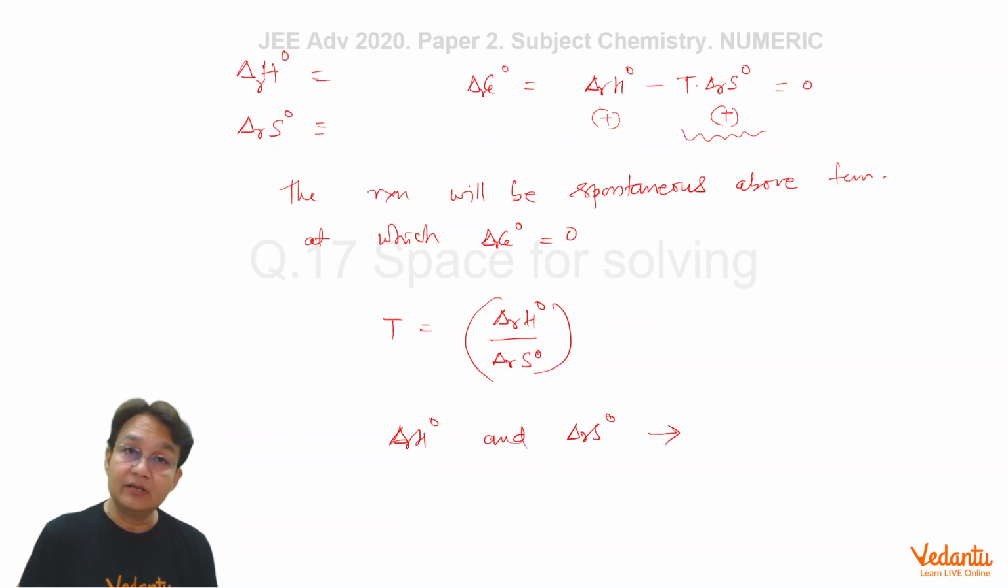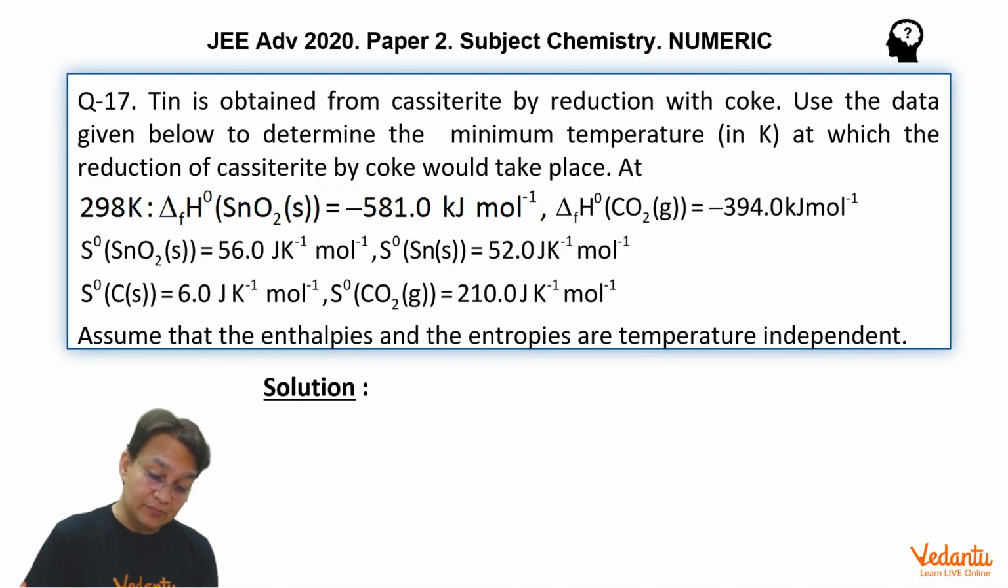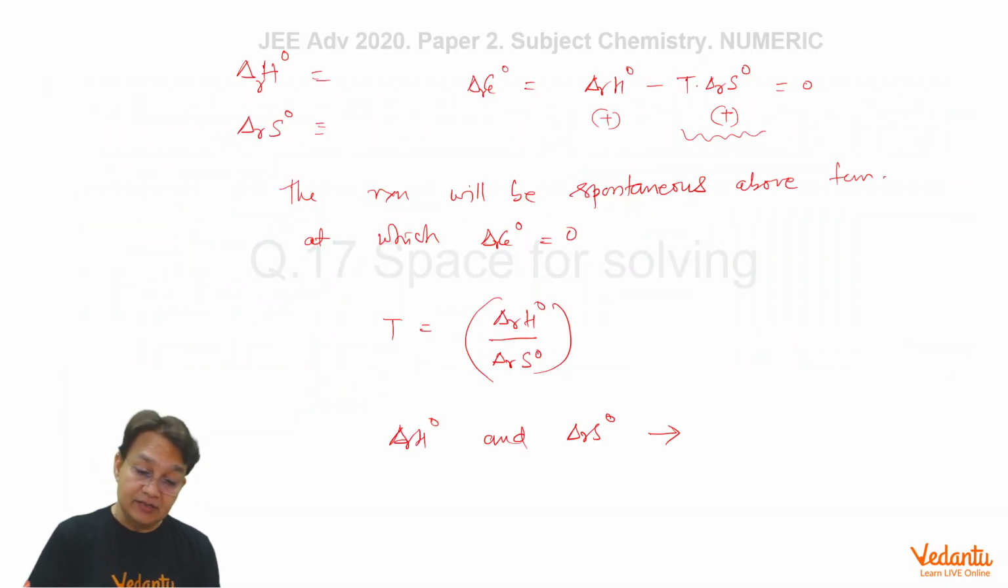In this question, we'll have to assume that delta RH naught and delta RS naught are not varying with temperature. In fact, these quantities also vary with temperature, but it was clearly given in this problem: assume that the enthalpies and entropies are temperature independent. That means they are not changing with temperature. That's a very unreasonable assumption, but we have to take it for solving the problem.